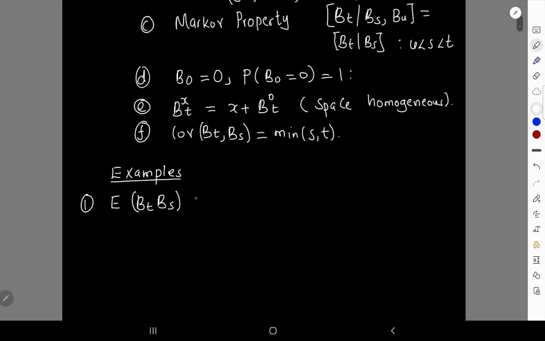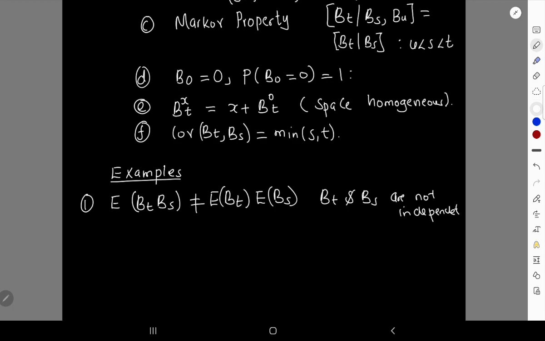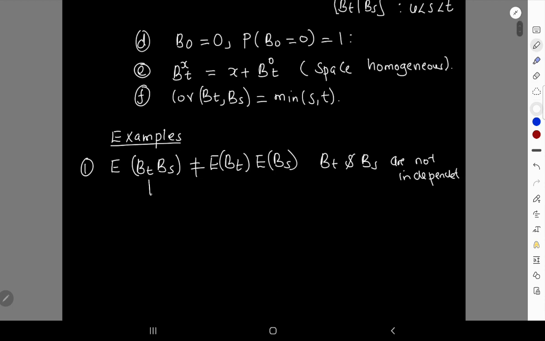Example 1: E[B_T B_S]. This is not equal to E[B_T] E[B_S], because B_T and B_S are not independent. Therefore, we need to create an independent increment, and this is how we create an independent increment.